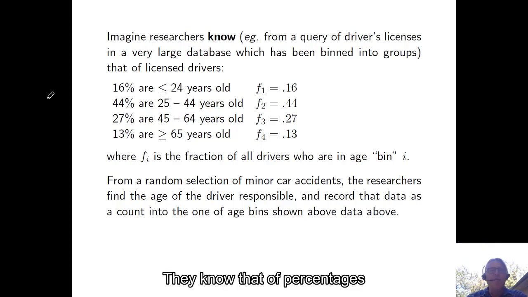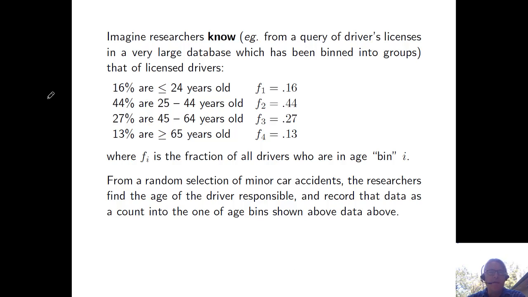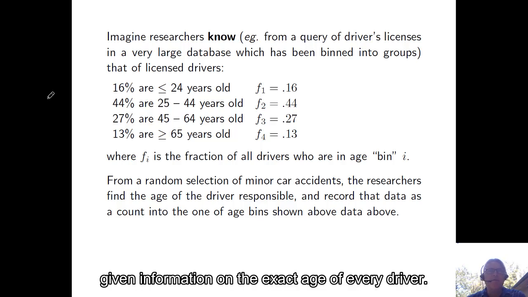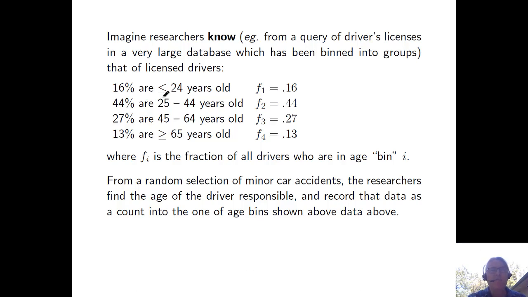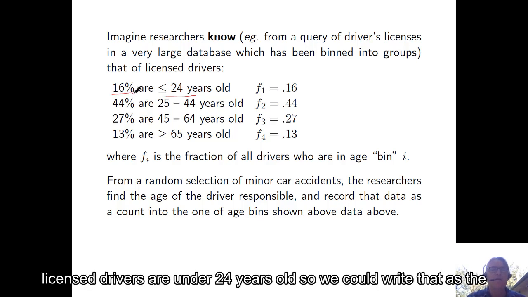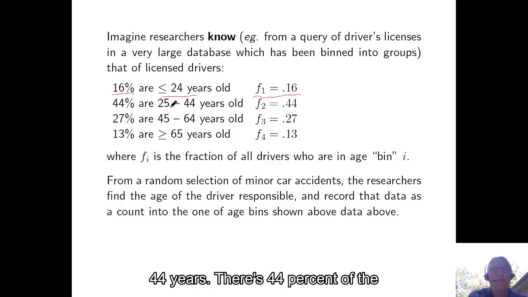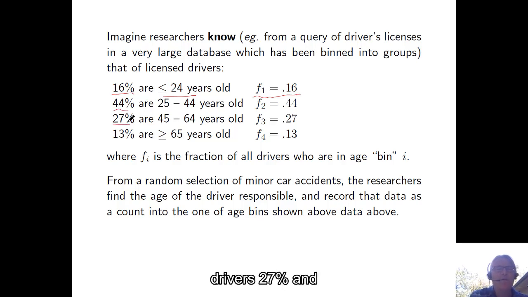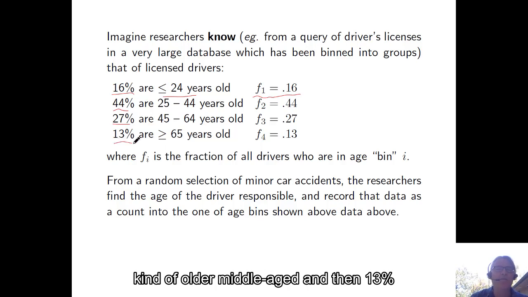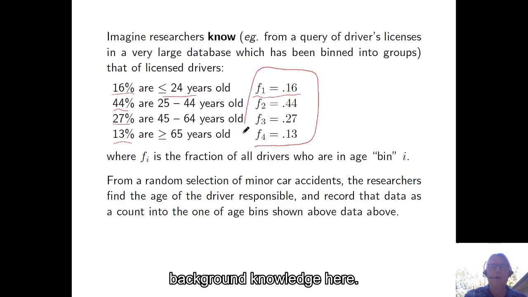They know the percentages of licensed drivers broken down by age. They're not given information on the exact age of every driver. It's just these bins or categories. So under 24 years, 16% of the licensed drivers are under 24 years old. So we could write that as the fraction in group 1 is 0.16. In age range 25 to 44 years, there's 44% of the drivers, 27% in kind of older middle age, and then 13% seniors over 65 years old. So this is some data that is a sort of background knowledge here.